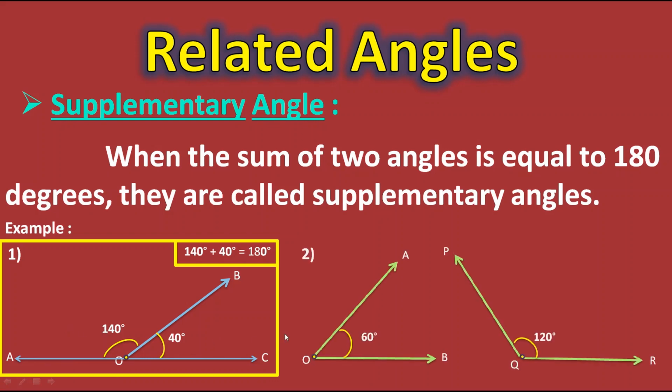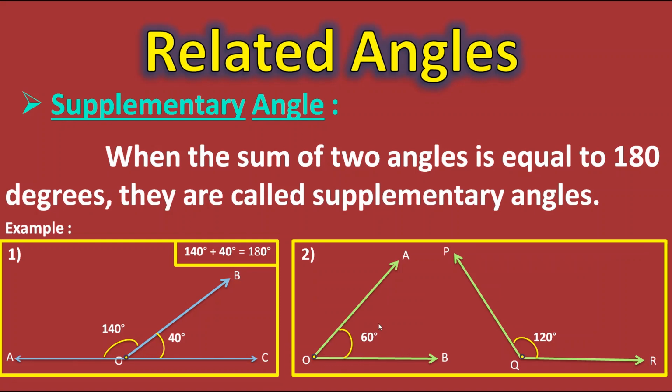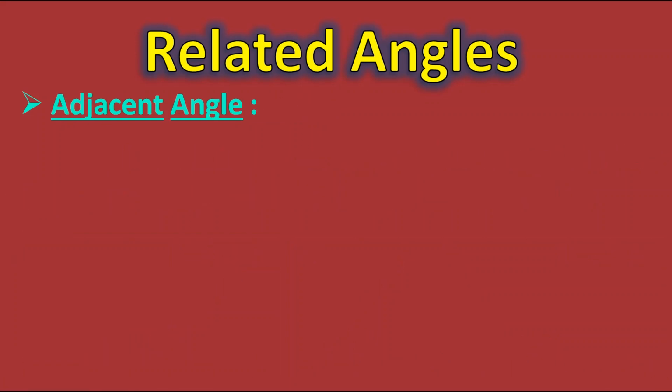And one more example, here the first angle is 60 and the second angle is 120. When we add them up, we get 180 degree. Therefore these 2 angles also we can say are supplementary angles. Here also there is no condition to share a ray and vertex. If they share, it's okay. If they don't share, that is also okay. But just one condition is that they must add up to 180 degree.